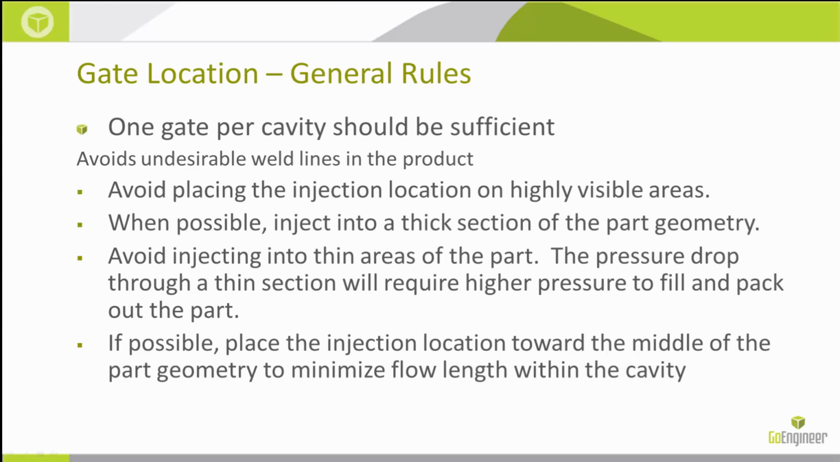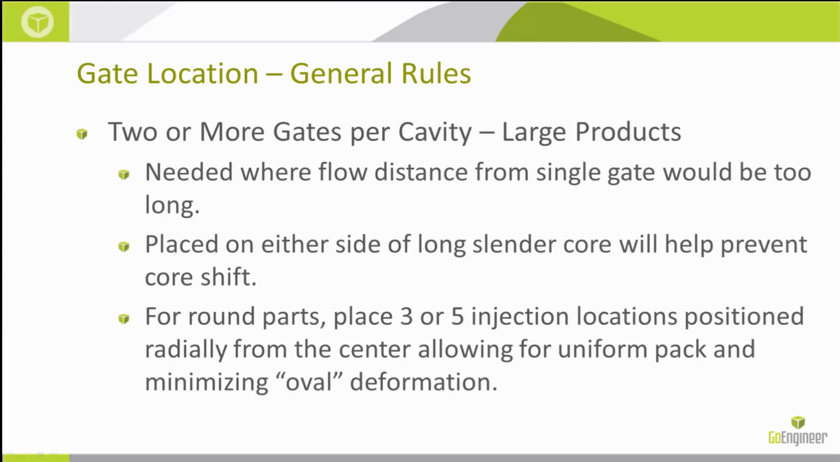If possible, place your injection location toward the middle of the part geometry. This minimizes your flow length within the cavity of the part. Now, 2 or more gates per cavity. This is for very large products, where flow distance from a single gate would be too long. You could have a large part, very long, with 1 gate in it, but you just can't put the pressure to the plastic and get it to fill the part completely before your gate freezes off. That's when you'll start to have to add additional gates.